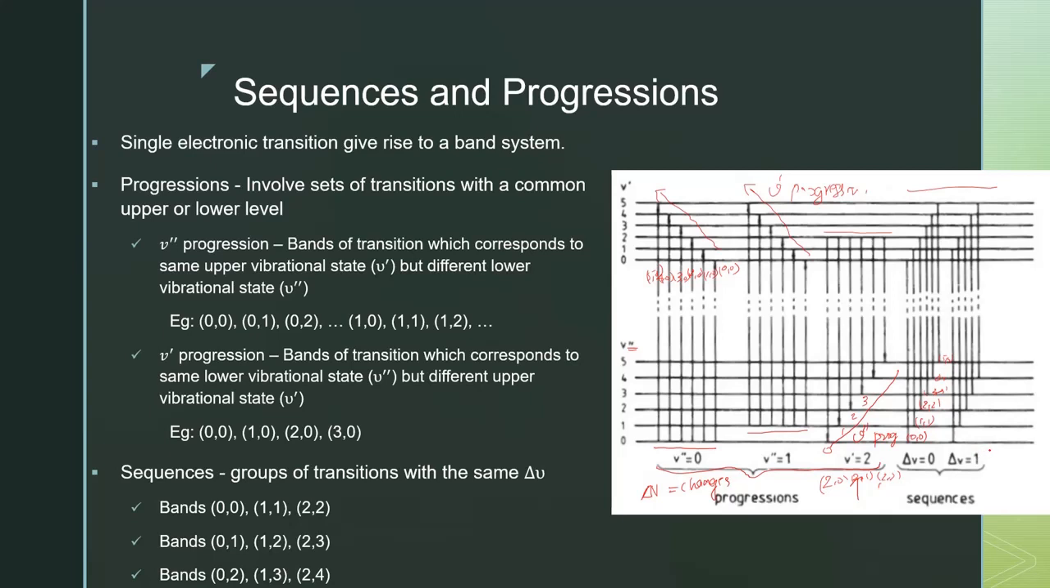So what is the difference between progressions and sequences? For a progression, either the upper level or the lower level is fixed and the other level is progressing. While in the case of sequences, the delta V, the difference between the upper level and the lower vibrational level, is the same, and these give us different band structures.